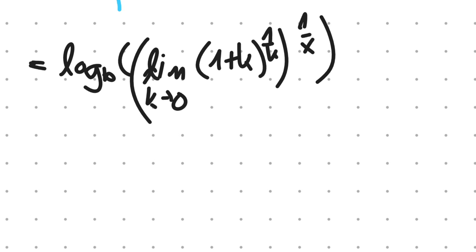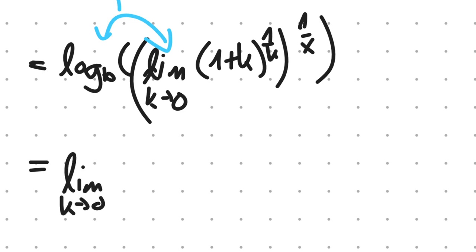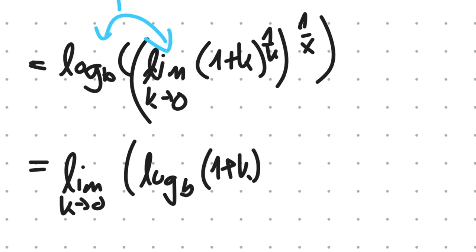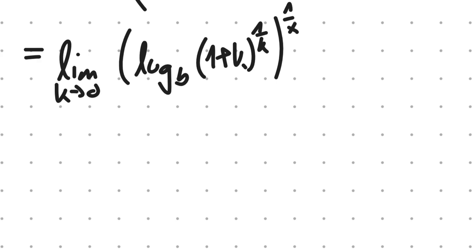Now I did a big mistake. I would interchange the limit and the logarithm again, since if I would take the 1 over x, I cannot do that because I don't have the logarithm right now. So I would do it like this. I would have the limit as k approaches 0 of the logarithm of b of 1 plus k to the 1 over k, to the 1 over x. That's the right way to write it.